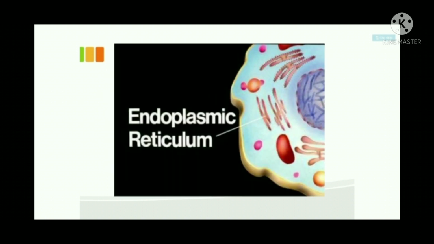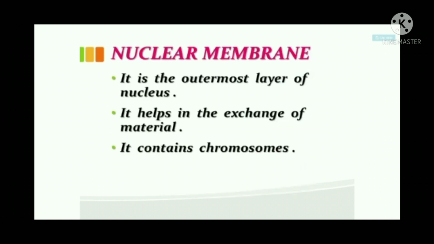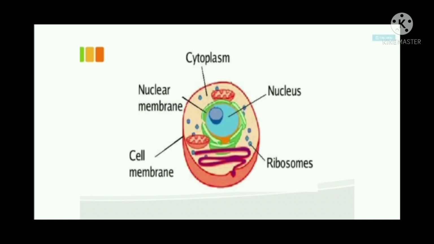Now nuclear membrane. It is the outermost layer of the nucleus. It helps in exchange of material. It contains chromosomes. As you can see here, nuclear membrane. It has cytoplasm, nucleus, ribosomes, cell membrane, and nuclear membrane.